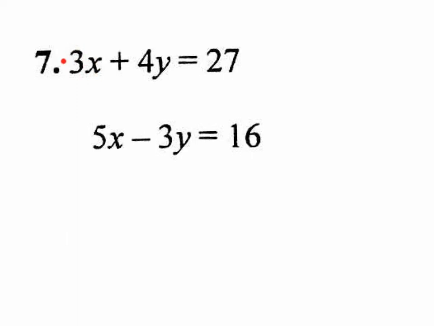What number would this have to be? 15. Positive 15. What would this have to be? Negative 15. So that's one option. Or if I wanted to cancel out y's, what would I have to change this positive 4 to? 12. And how about this negative 3? Negative 12. So it's up to you whether you want to cancel out the x's by changing both of them or the y's by changing both of them.